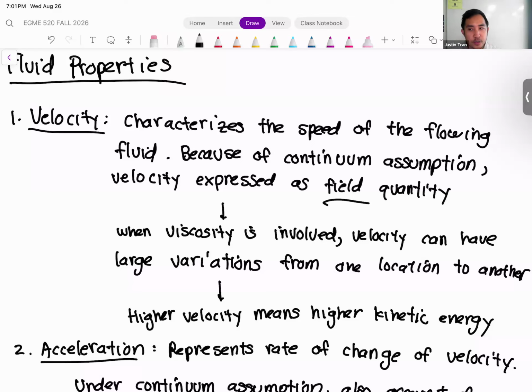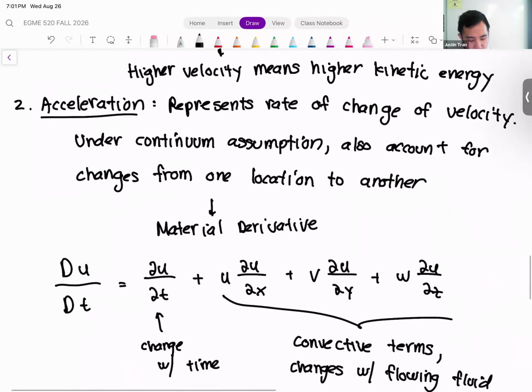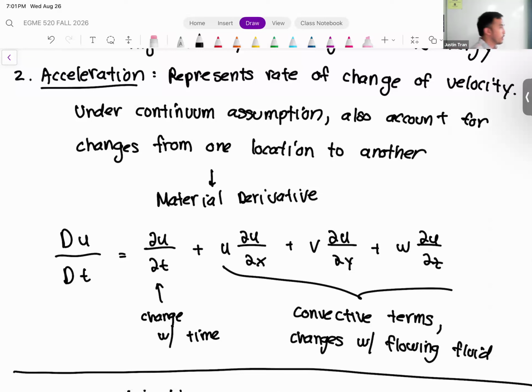And so we talked about velocity. Velocity is pretty straightforward, but it's also probably the one that we are going to use the most. And then next we started talking about acceleration. Now, acceleration itself is not that interesting. You have been familiar with the concept of acceleration for many, many years. I think what's interesting about acceleration in fluids is how we actually describe it.